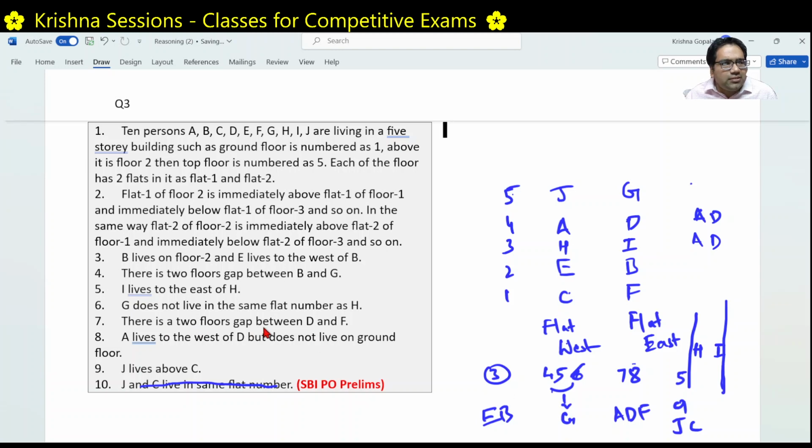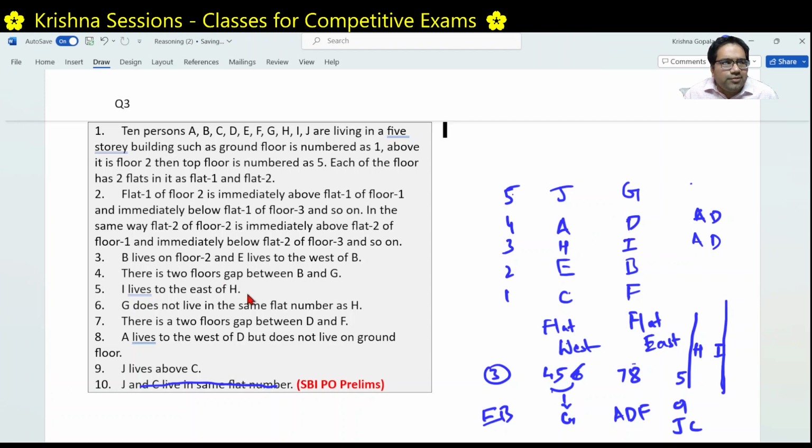Now 7 and 8 conditions: there is a two floor gap between D and F. A lives to the west of D and does not live on the ground floor. So A and D do not live on the ground floor. And at the same time, there should be scope for a two floor gap between D and F. So third floor D is not possible, because if D is here, there is no scope for a two floor gap. Right, because the building is of 5 floors only. If there were 6 floors, then that gap would have been possible, but the building is of 5 floors. So it has to be the fourth floor. D has to be on the fourth floor, and D has to be in the right side building. So we figured out A and D.